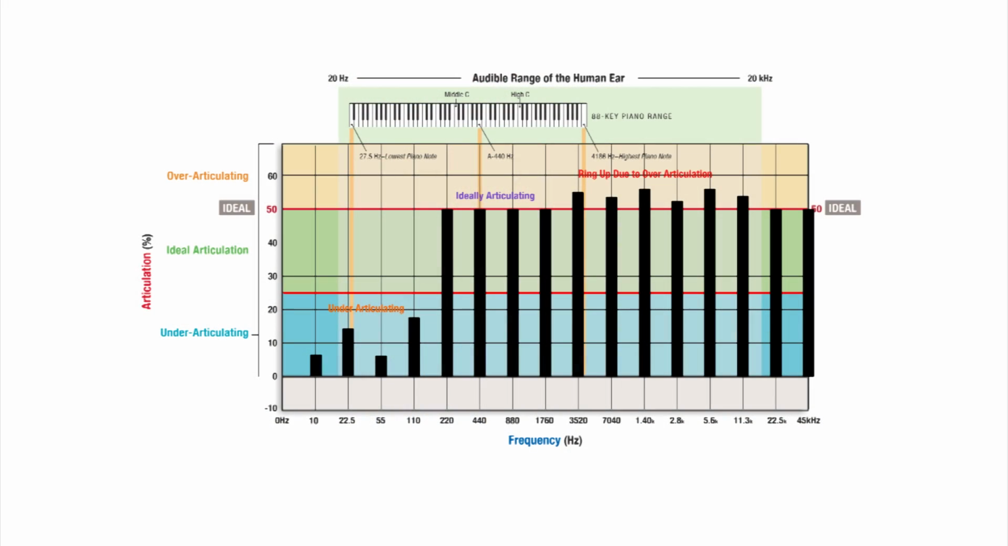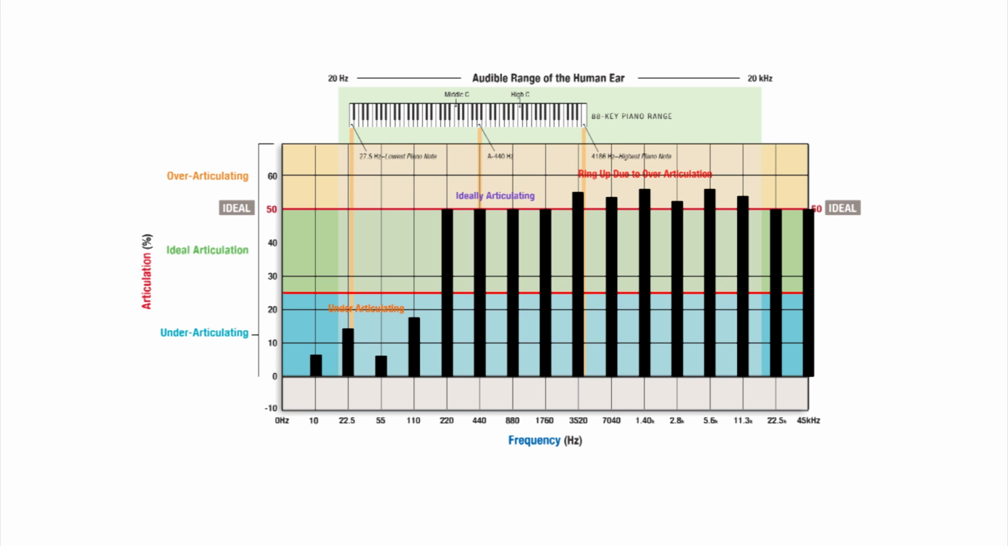Remember that articulation is defined as the magnitude of energy stored within the cable versus the attack or rise time and decay or settling time of the energy that has been stored within the cable. Notice that within the frequency range of 200 hertz to 1760 hertz, the music is articulating ideally to 50%. Nothing above, nothing below. Within the next band of frequencies, 3.52 kilohertz to 11.3 kilohertz, the cable is over-articulating because it is rising above the 50% line.